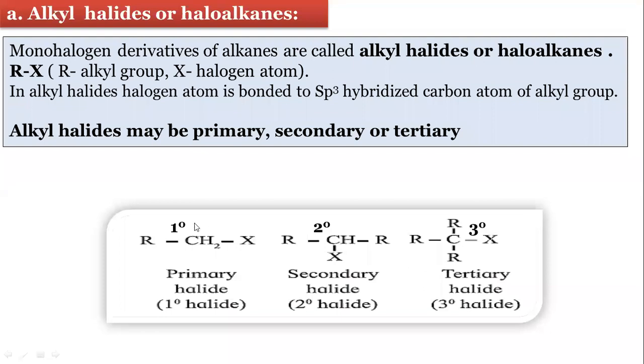This halogen is attached to the carbon, and this carbon is primary because it is attached to only one carbon. This is a secondary halide because this X is attached to a carbon, and this carbon is secondary because it is attached to another 2 carbons, 2 R groups. That's why it is a secondary halide. And in case of tertiary halide, this X is attached to a carbon, and this carbon is attached to 1, 2, and 3 carbons. That's why this is a tertiary halide.